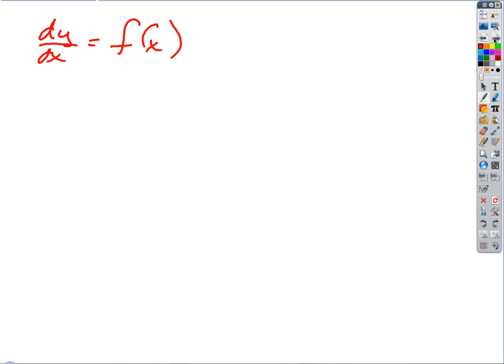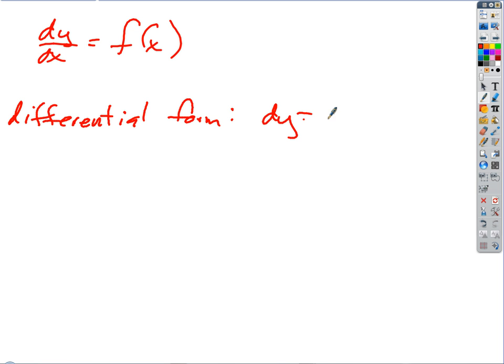Now, something that I didn't spend a lot of time on in chapter 3 that now is when it makes sense is this notion of a differential form of a derivative. You guys did a bunch of stuff doing approximations with differentials, but it turns out that you can write any derivative in differential form just by multiplying both sides algebraically by whatever the denominator of the derivative is, right? So if I want to put this into differential form, it's just going to look like this: dy equals f of x dx, right?